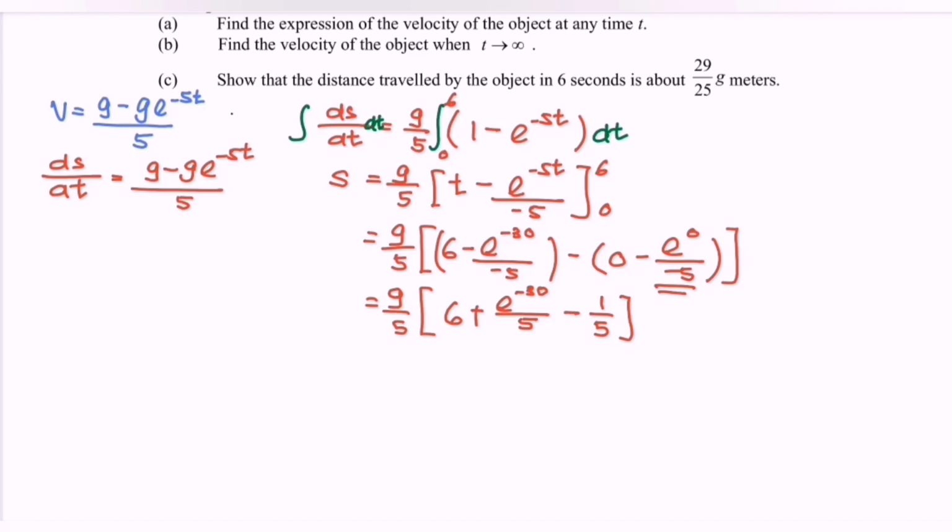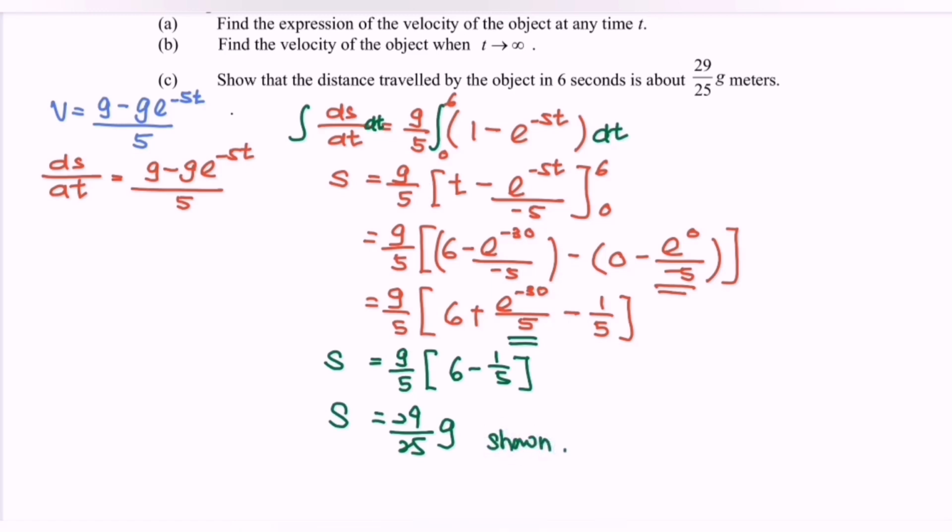By referring to the calculator, we notice that here we will have approaching 0. So rewrite the situation. The s, or the distance traveled, will be g over 5 bracket 6 minus 1 over 5. If we simplify, we will have 29 over 25 g as the distance traveled by the object in 6 seconds. So we have already shown that the distance traveled by the object in 6 seconds is 29 over 25 g meters.